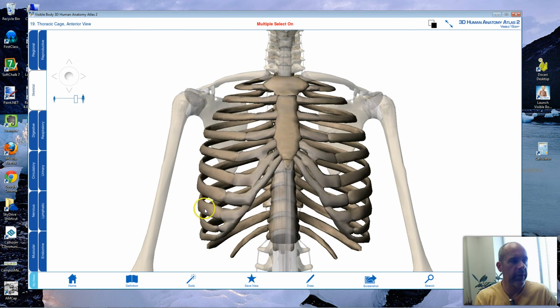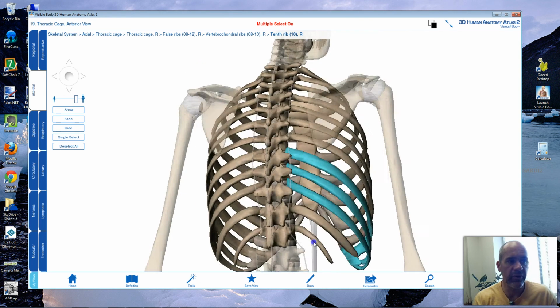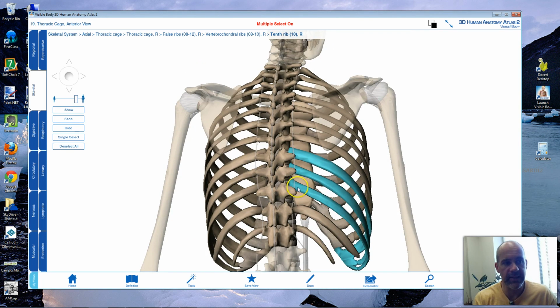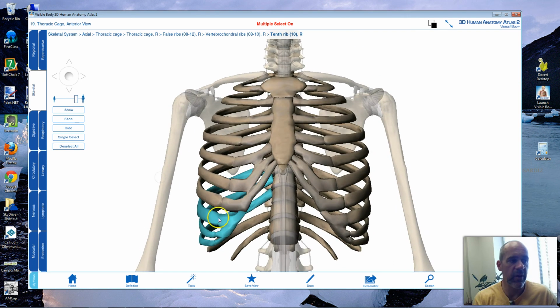All right, how about the next 3? 1, 2, and 3. These are called your false ribs or your vertebrochondral ribs. And hopefully you remember that chond refers to cartilage. So over here on the posterior side, all of your ribs contact a vertebra. And then over here on the anterior side, those 3 ribs all kind of flow together.